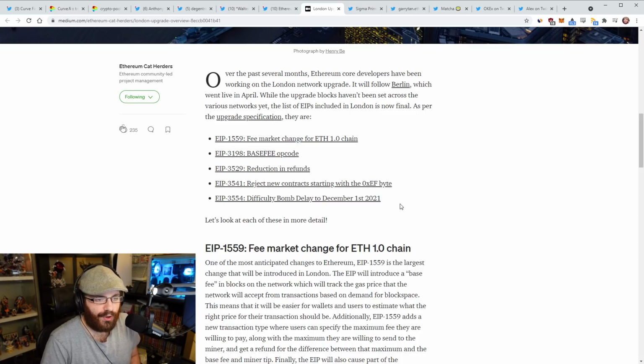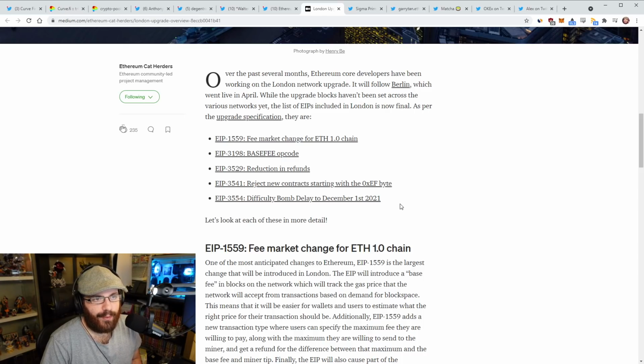Now, for those of you who don't know, the difficulty bomb is a mechanism that exists within Ethereum, and its original purpose was to force upgrades on the network. So force developers to not become complacent and force Ethereum to not ossify. This gets delayed from time to time, and the last time it was delayed was in the Muir Glacier hard fork, which went live in January of 2020, I believe. So it's been about 18 months since then. And so, you have to push it back with an EIP here.